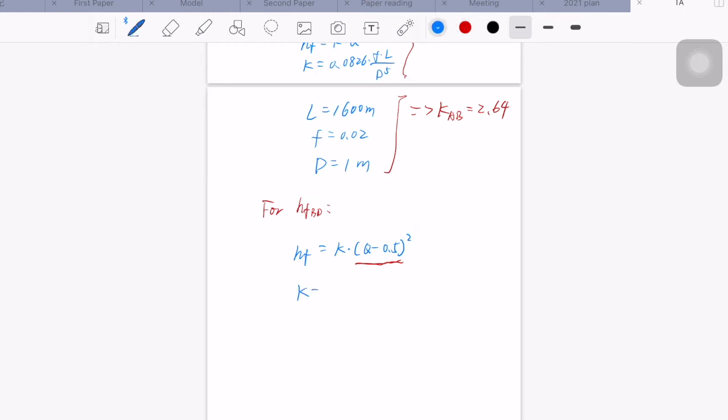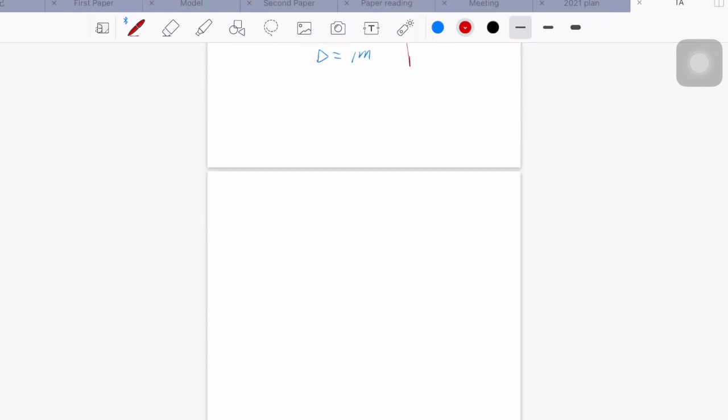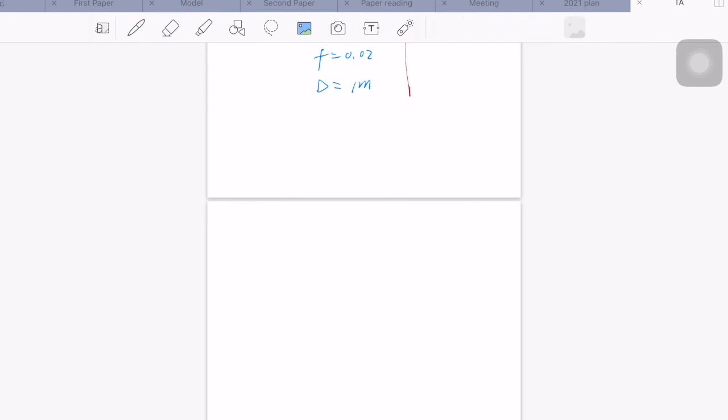So the K also equals 0.0826 times F times L over D to the power 5. Also the pipe length equals 1,600 meter, F equals 0.02, and diameter equals 1 meter. So we can determine the K for the pipe BD also equals 2.64. And then we can create a table like this one.